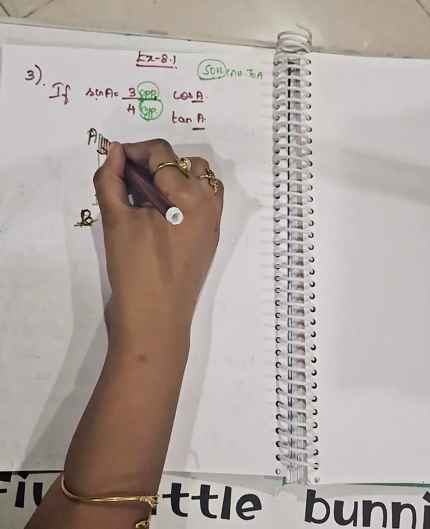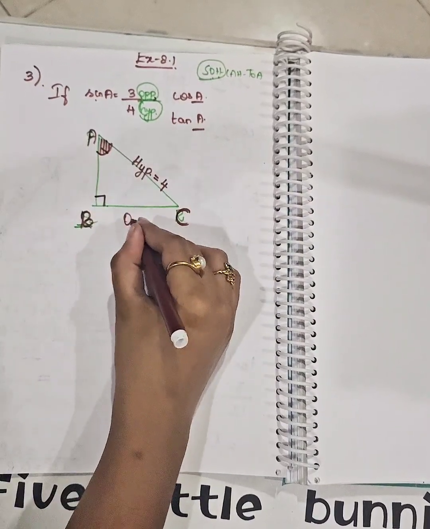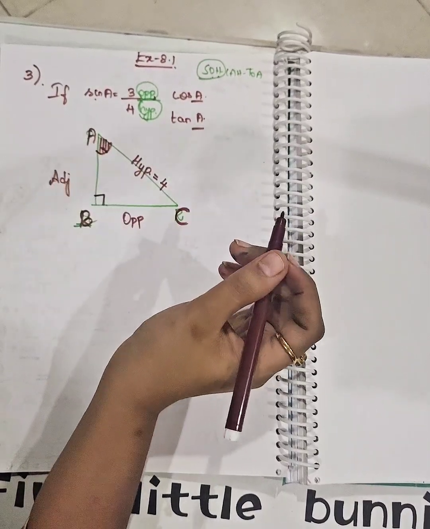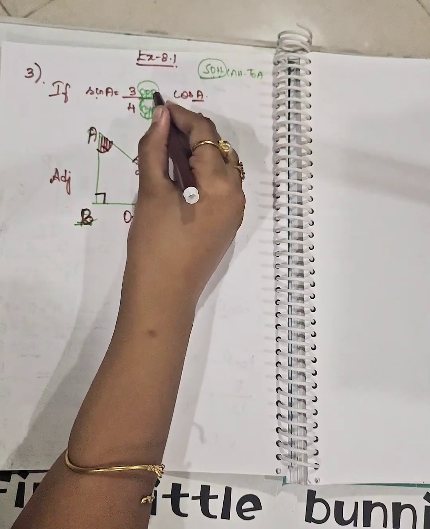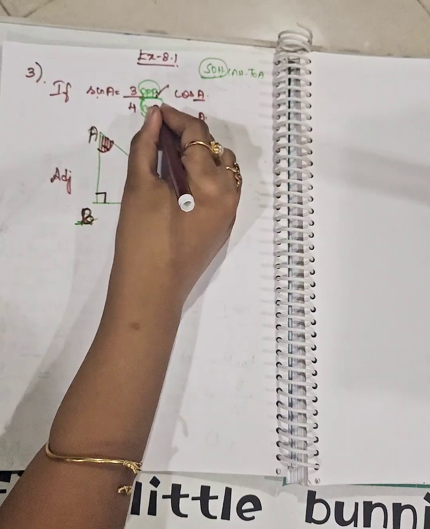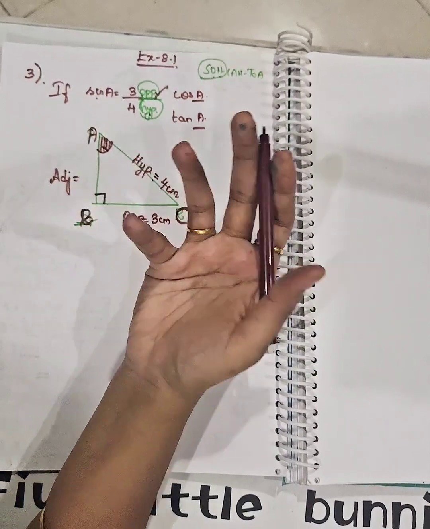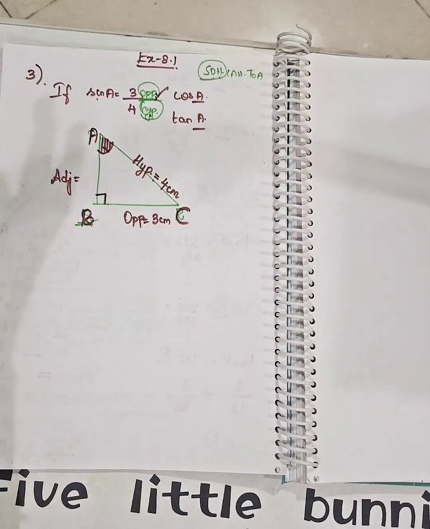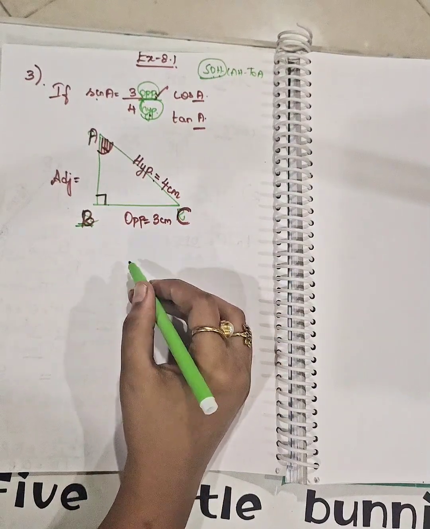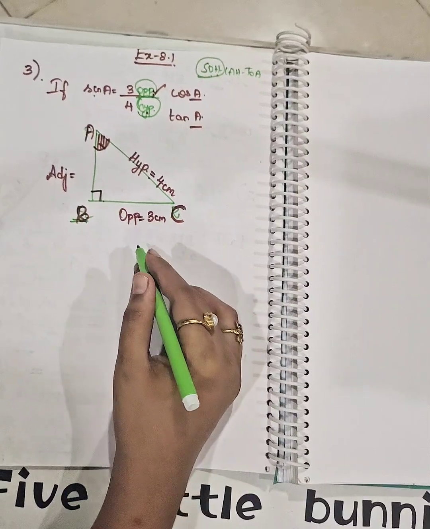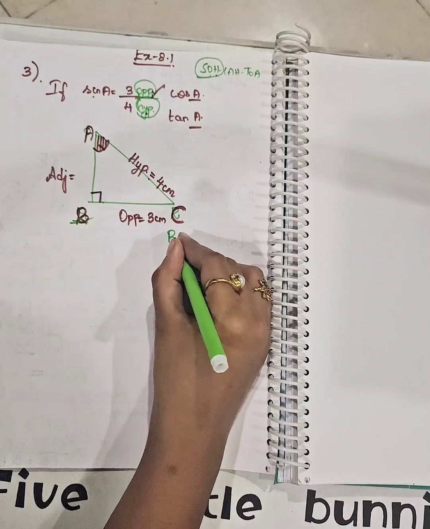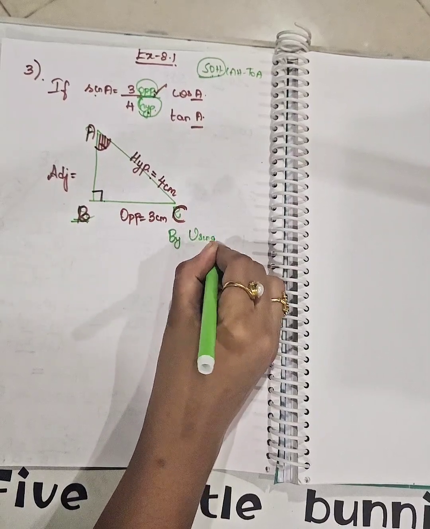So for A, which will be the opposite side? This one. Which would be the adjacent side? This one. Hope you can understand, students. So opposite is 3 centimeter. Hypotenuse is 4 centimeter. Adjacent they have not given, which means we have to find the adjacent. So for a right angle triangle, by which theorem we can find the other side? That is the unknown side which they have not given. Obviously by Pythagoras theorem.